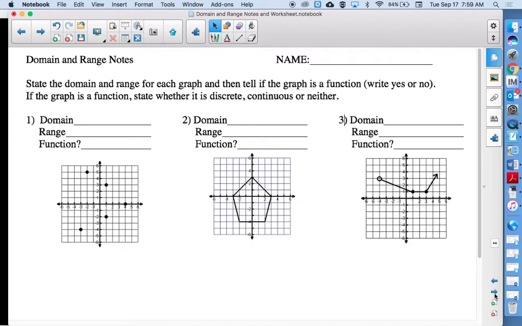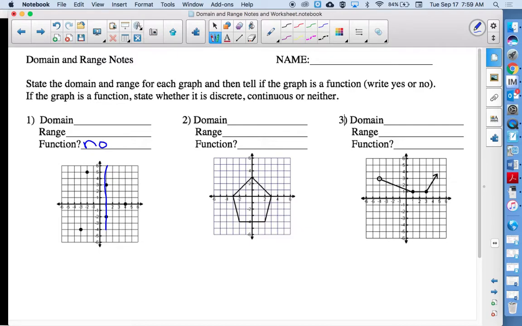So let's look at number 1, and first decide if it's a function. Let's do that. Skip over domain and range. Nina, is number 1 a function? Why not? Because it doesn't have separate points. Right, so right here, vertical line test. There are 2 points on my vertical line, so it's not a function. If it's not a function, then I don't have to decide if it's a discrete or a continuous function, because discrete and continuous only go with graphs that are functions. So no, this is not a function.